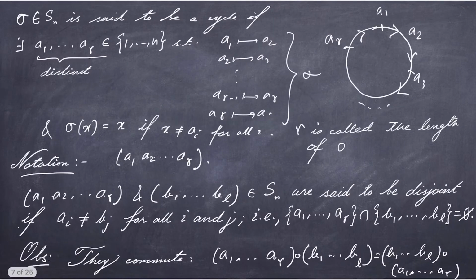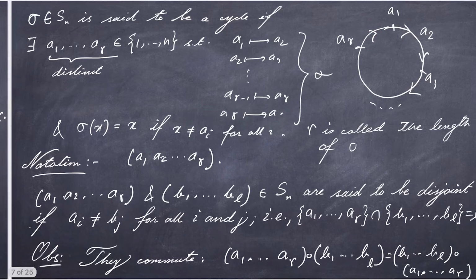The formal definition is as follows: given sigma in Sn, it is said to be a cycle if there exist distinct elements a1 to ar such that these elements are being moved cyclically among themselves in the order of their indices, and everything else is fixed. Pictorially we can visualize this as follows: a1 goes to a2, a2 goes to a3, a3 goes to a4, and finally a4 comes back to a1.